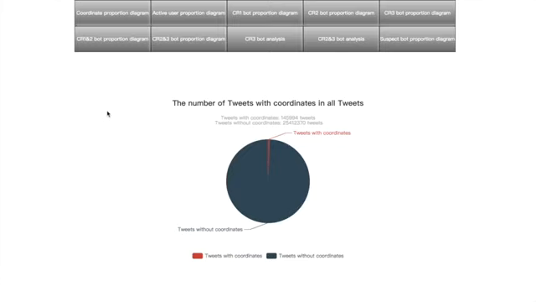Now here comes the data visualization. We created some diagrams and charts to demonstrate the research results of the project. The first pie chart describes the comparison between the tweets with coordinates and without ones.